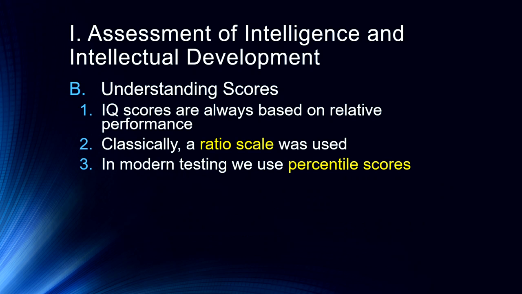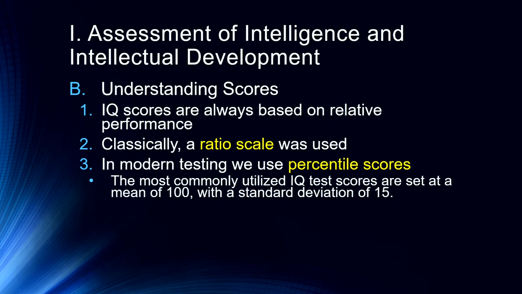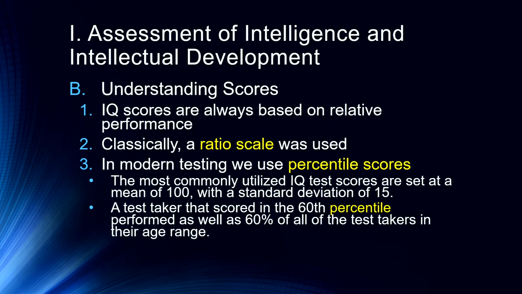We tend to use percentile scores still based on that mean of 100. So the most commonly utilized IQ scores are set at a mean of 100. So the mean intelligence across everyone that takes that test is 100. And then the standard deviation is set to 15 IQ points. So if you have an IQ of 115, you are one standard deviation above average. If you have an IQ of 130, you are two standard deviations above average. And based on the normal curve, we can then determine your percentile score.